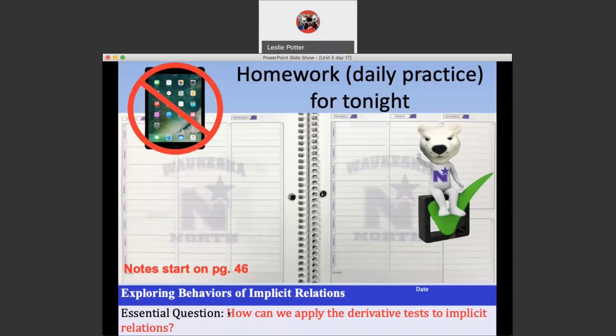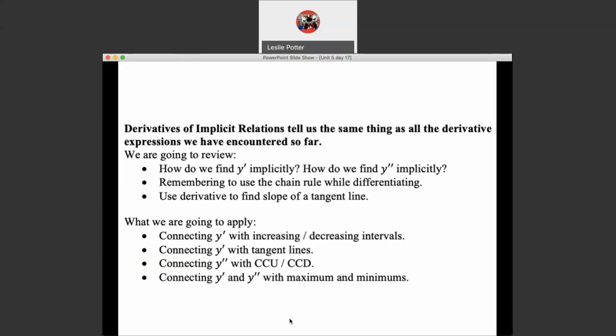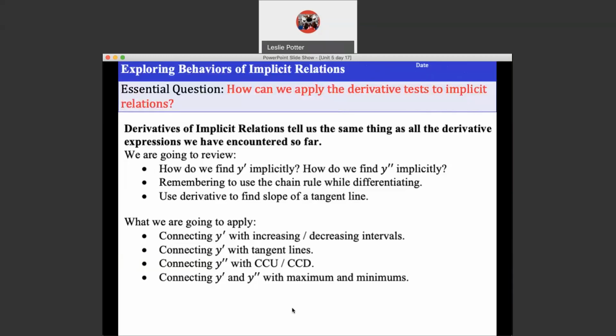So the essential question for today is, how can we apply the derivatives tests to implicit relations? So just to give us a big picture here, we know that derivatives of implicit relations tell us the same thing as what derivatives tell us, right? I say derivative, you think slope. So the derivative is the slope of the tangent line to the relationship. And what we're going to review today is, how do we find y prime implicitly and how do we find y double prime implicitly?